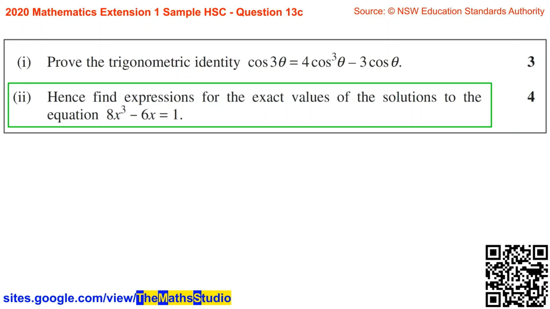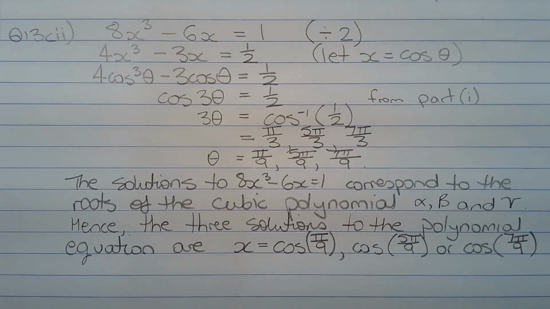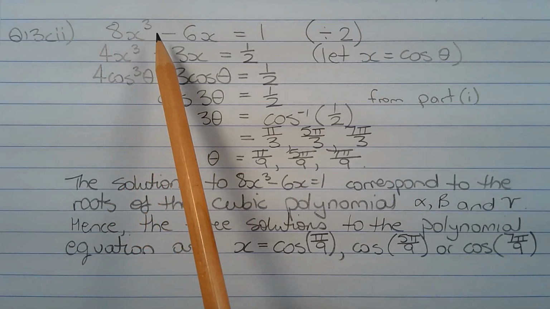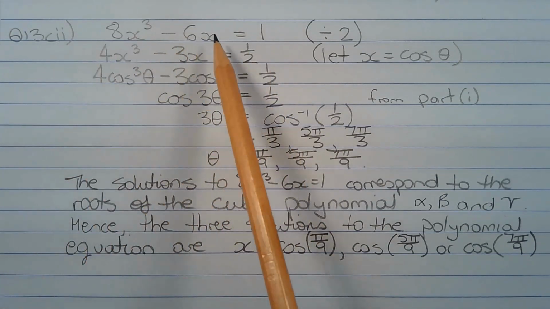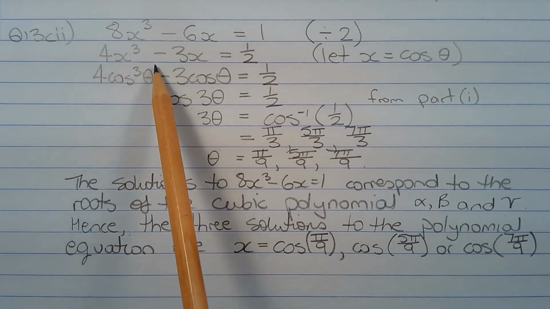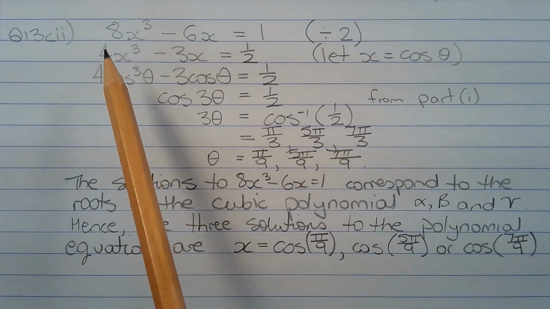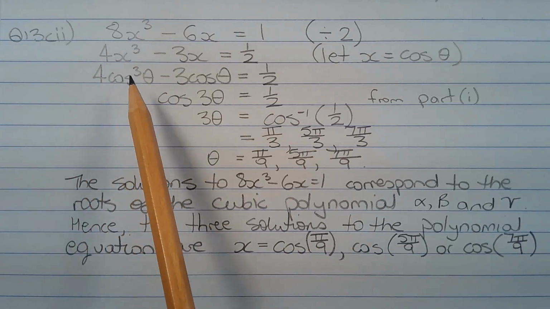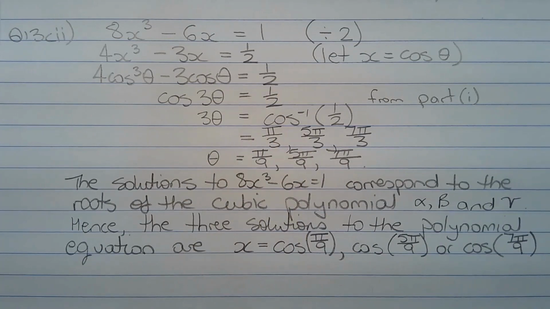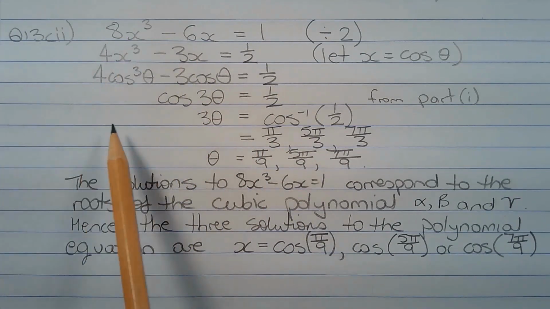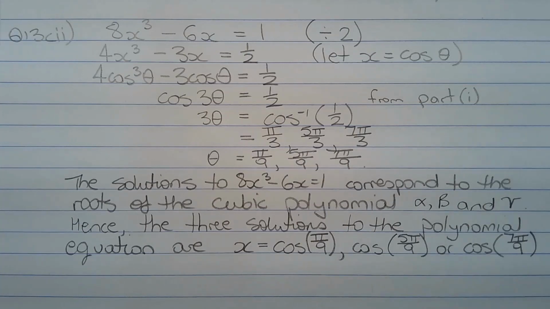Part 2. Hence find expressions for the exact values of the solutions to the equation 8x cubed minus 6x equals 1. Starting with the polynomial equation 8x cubed minus 6x equals 1, divide all three terms by 2, so we get 4x cubed minus 3x equals half. Now let x equal cos theta. So replacing the x with cos theta, we have 4 cos cubed theta minus 3 cos theta equals half. Now the left-hand side can be replaced with cos 3 theta from part 1. So cos 3 theta equals half.